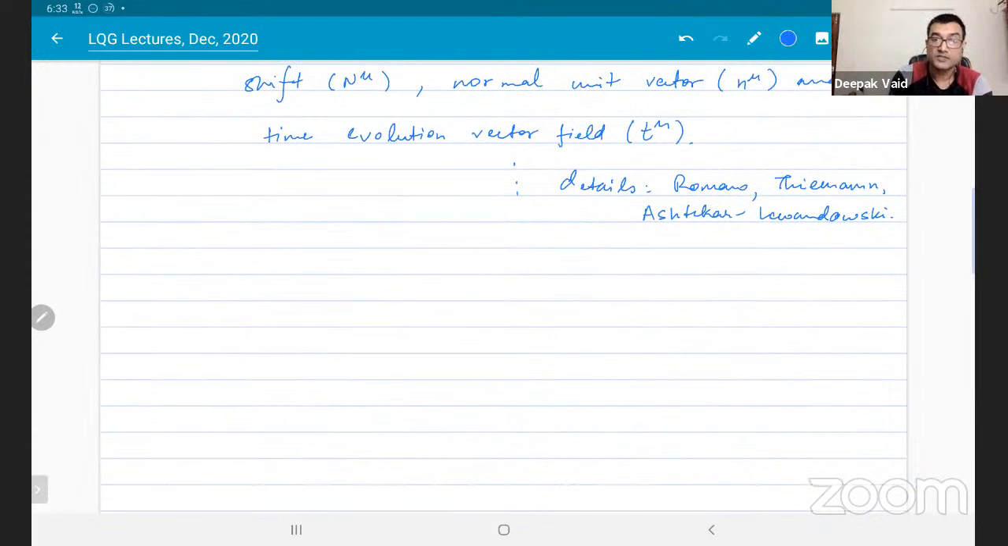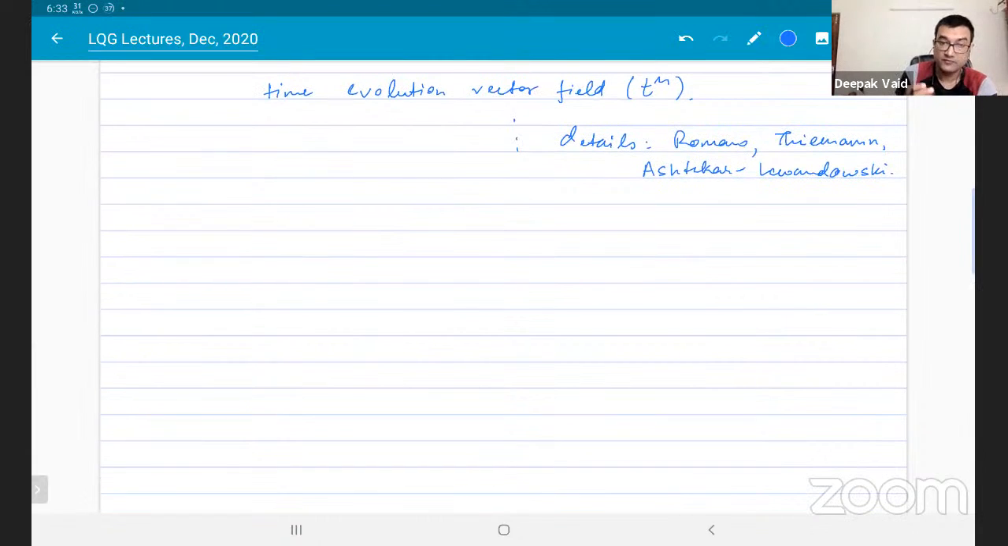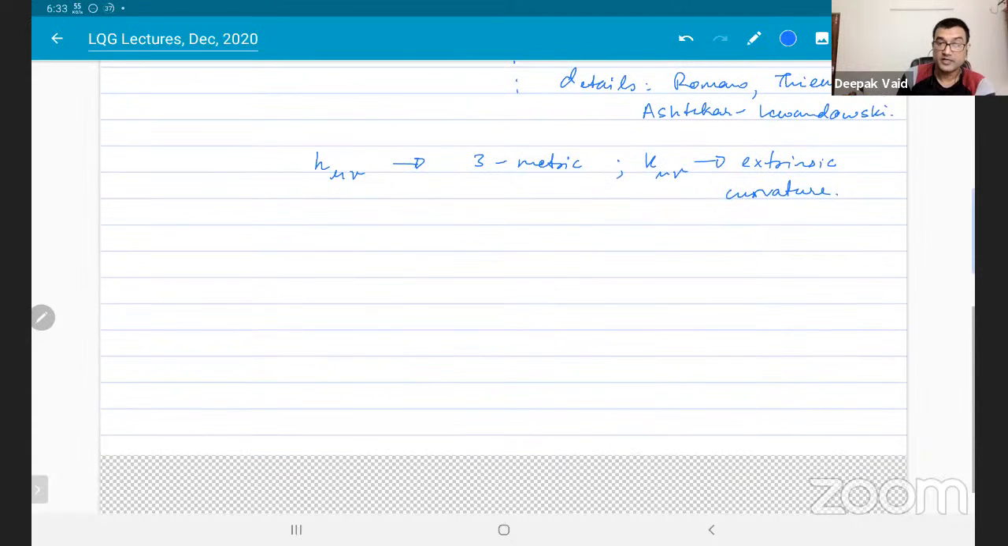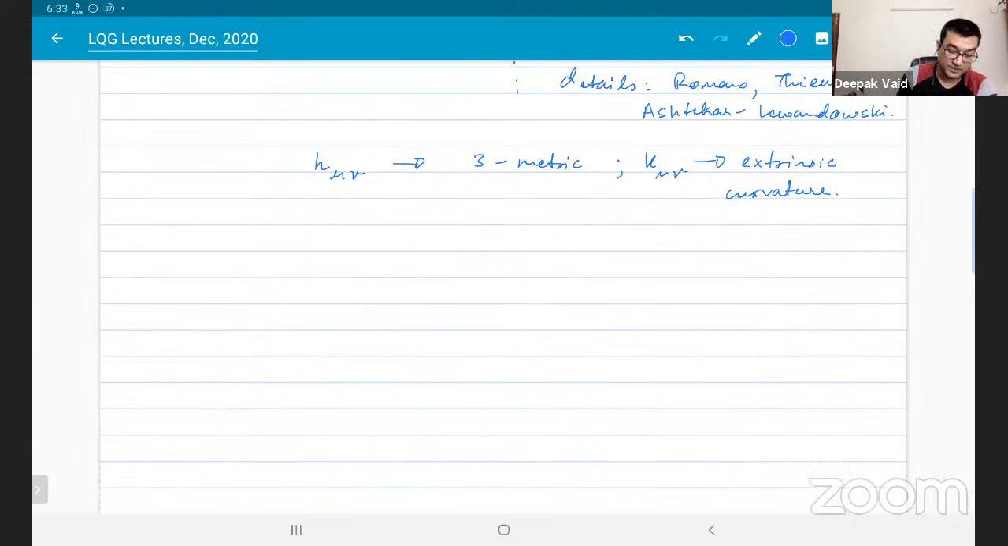So the question is, what happens when we finish the splitting, right? We'll end up with something where the 3 metric and the extrinsic curvature, these are the variables which will coordinatize our phase space, right? So now the question is, how are these variables related to the tetrad? So now I have this tetrad.